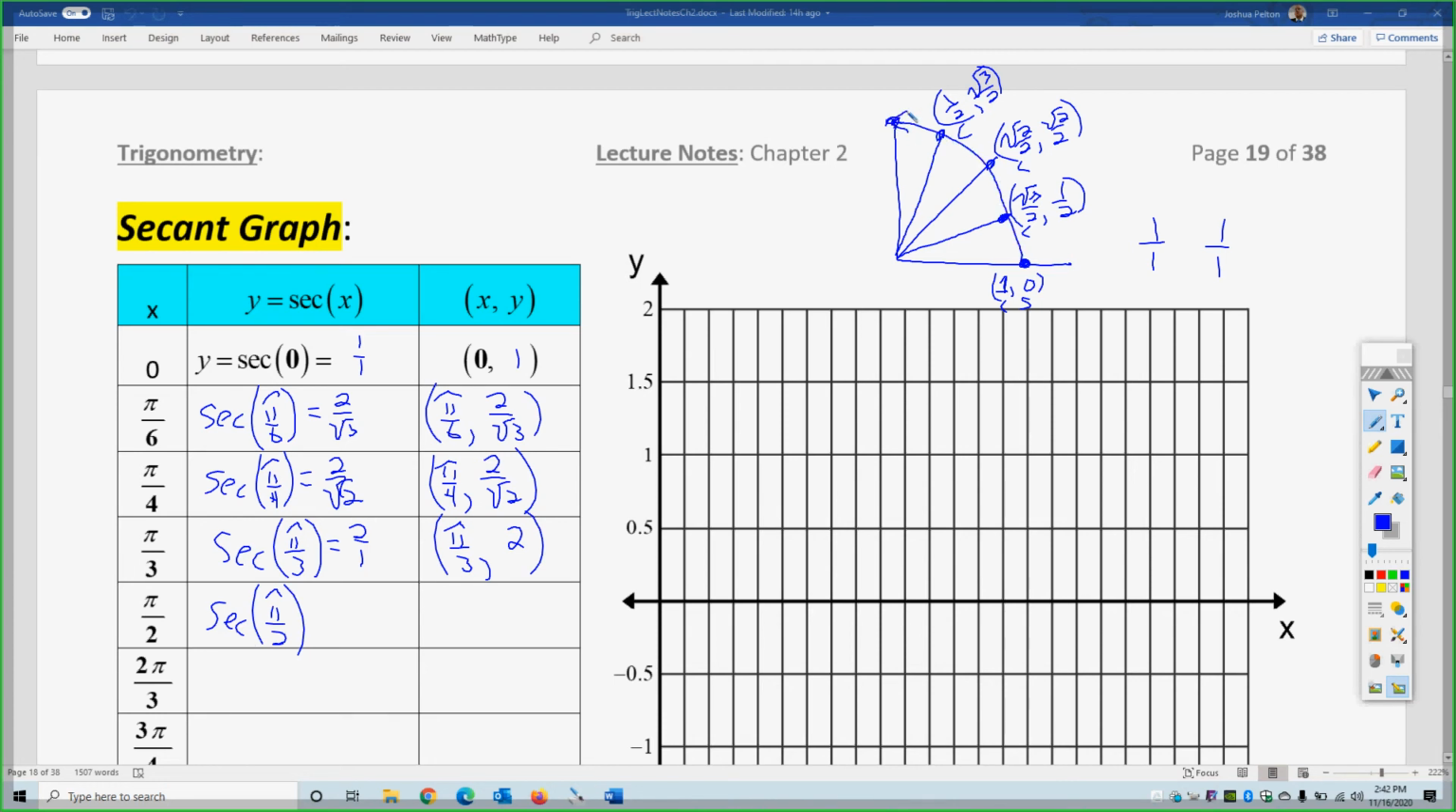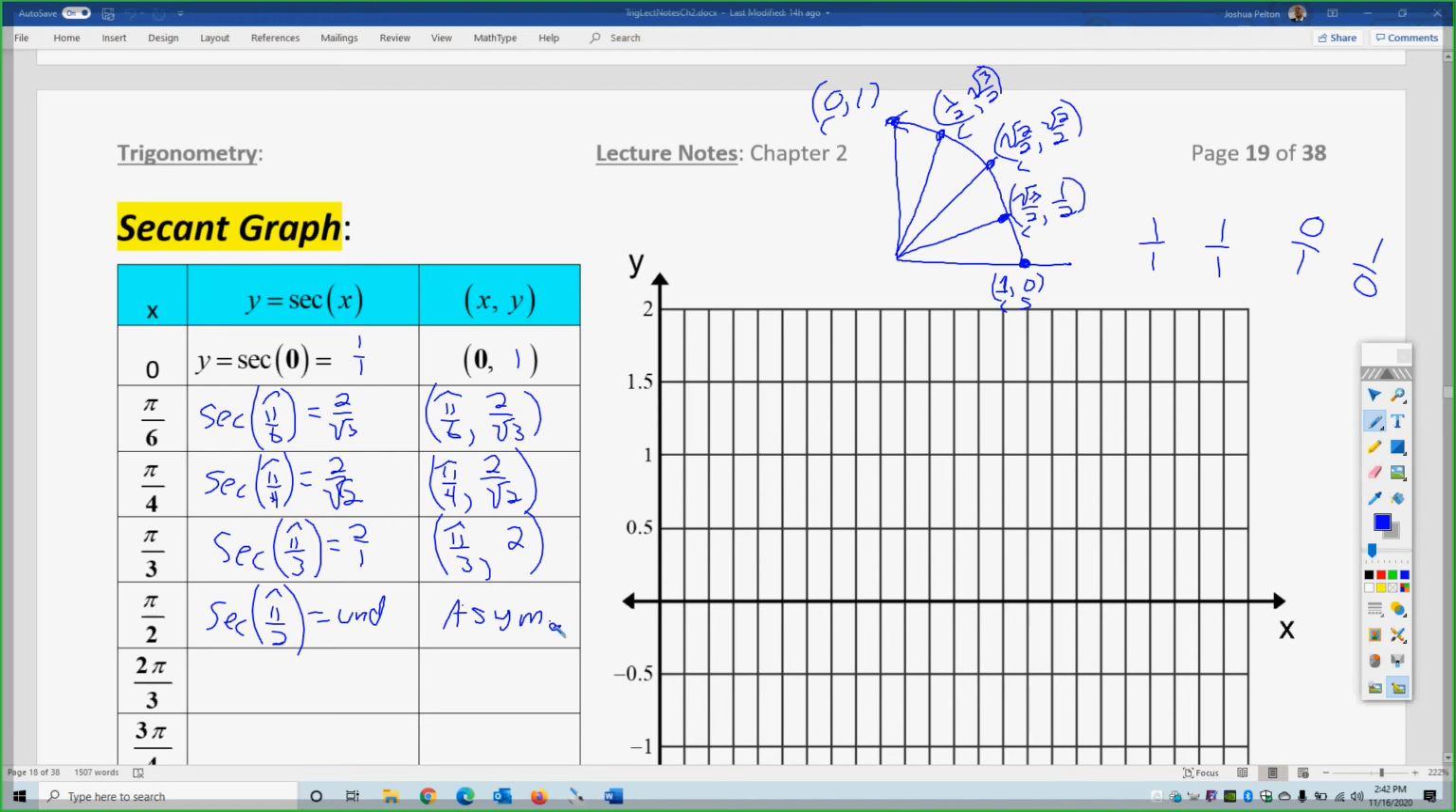And that coordinate is 0, 1. So the cosine is 0. So if I take 0 over 1, which is 0, and reciprocate it, I get 1 over 0. Well, that's undefined. Since I can't divide by 0, that is an asymptote. Okay? Alright, so that ends the first quadrant.